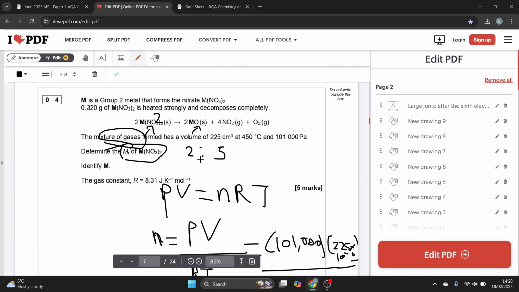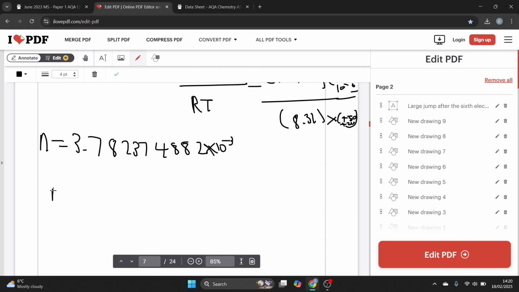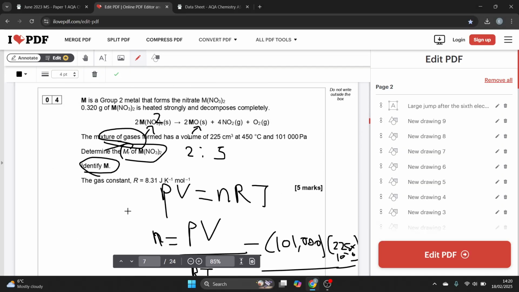You get the MR wrong because you got the wrong number of moles, and then the identity of M, you get that wrong as well. 2 to 5 molar ratio. So then I divide these moles by 5 times by 2, and then I get N equals 1.51 times 10 to the power minus 3, rounded to 2 decimal places.